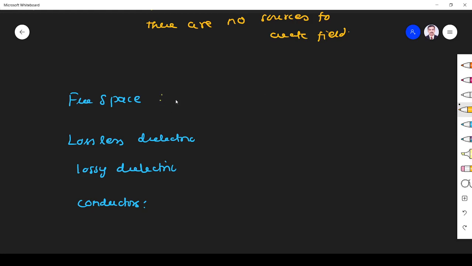So what is free space? In free space, conductivity is zero, right? Any medium is characterized by sigma, mu, epsilon. So in free space, conductivity is zero. Epsilon is equal to epsilon naught. Mu is equal to mu naught. These are all characteristics of free space, right? And there are no sources. Free space is a homogeneous medium. It is an isotropic medium, right? That is very, very important.